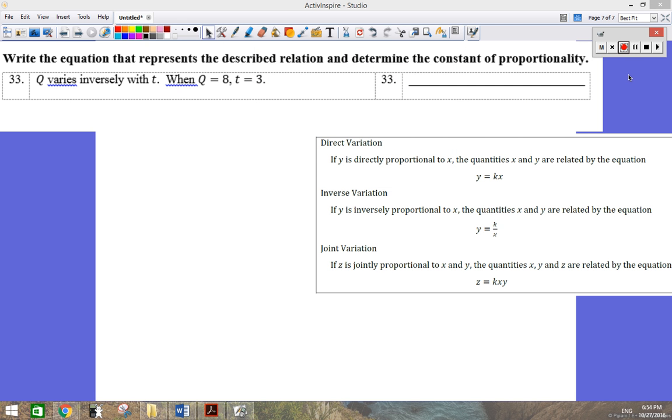Alright, so I hope this is recording. Let's take a look at these variation problems.